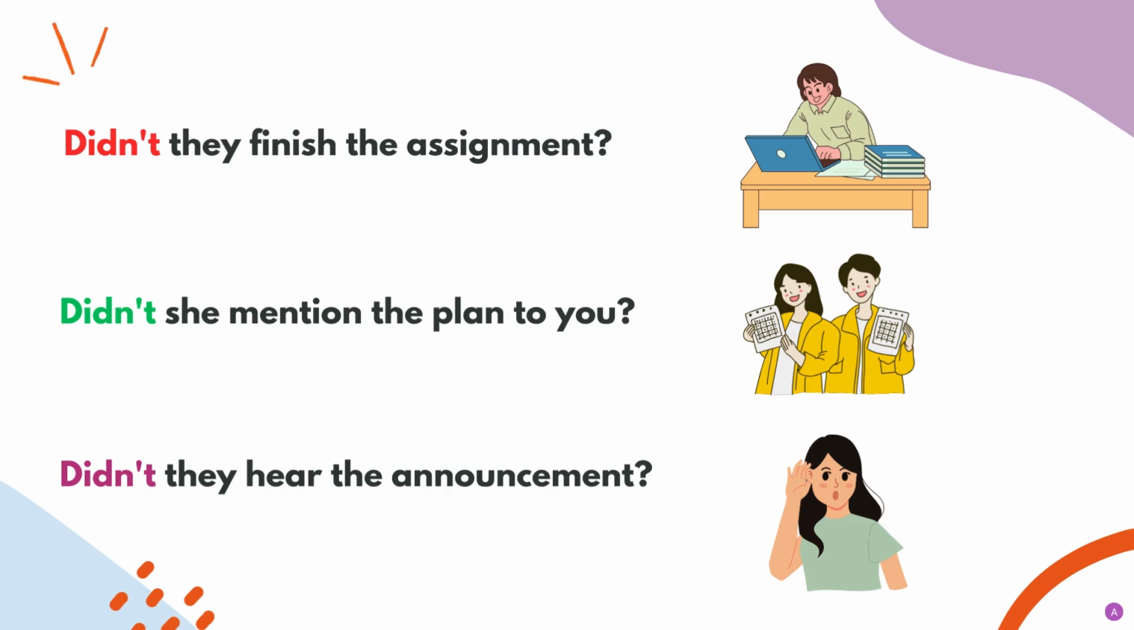The first one is: didn't they finish the assignment? The second one is: didn't she mention the plan to you? And the last one is: didn't they hear the announcement?